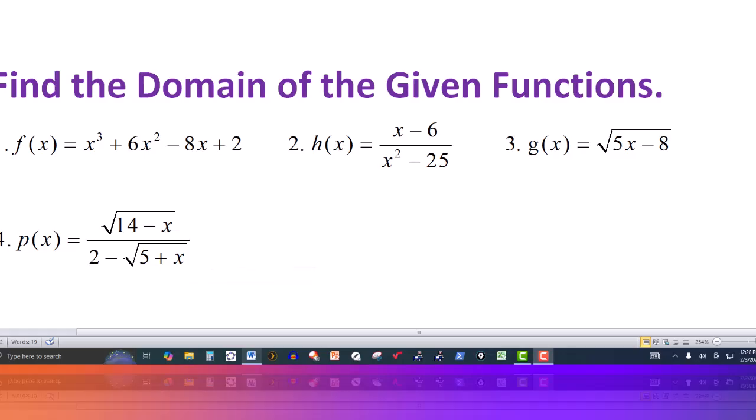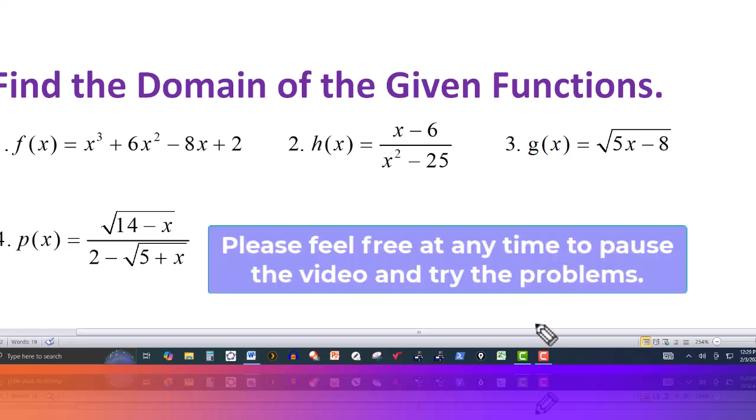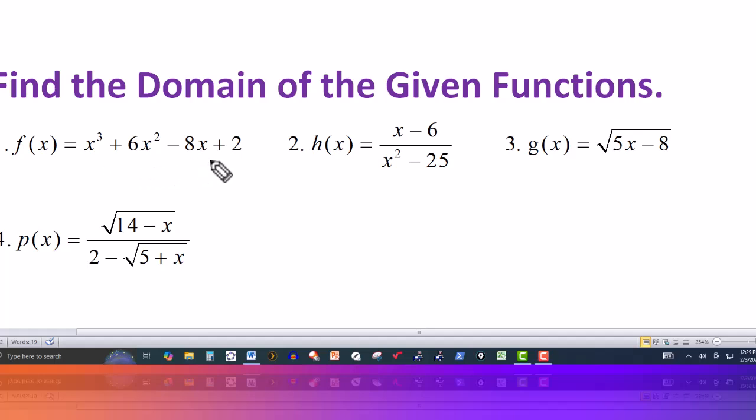In this video, we're going to find the domain of some functions. So for the first one, we have f of x equals x to the third plus 6x squared minus 8x plus 2. This is a polynomial. And when we talk about domain, we're talking about real numbers.